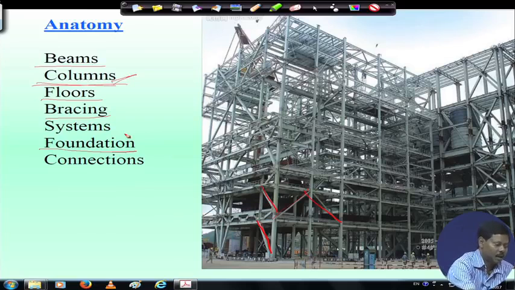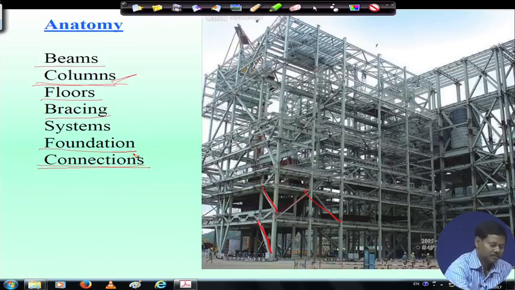Another important part, which we do not generally come across in the case of RC structures, is the connection. Connections are important in the sense that we know rolled steel sections are available, and other types of sections can also be made available in terms of built up sections, but they need to be joined properly.